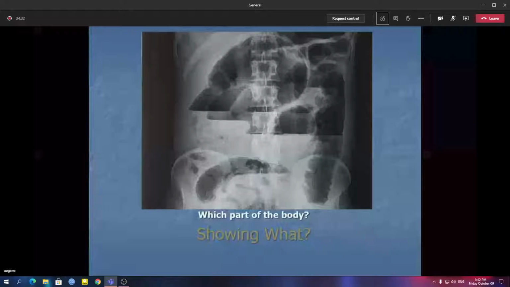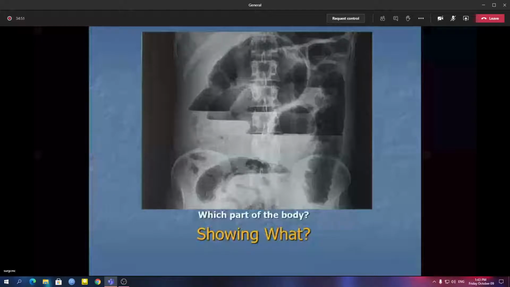Now, this is obviously abdomen. I can make out the pelvis bones there. What is this? What do you think it is going to be? Any idea? Gut obstruction. Okay. So small gut obstruction. What are you seeing?